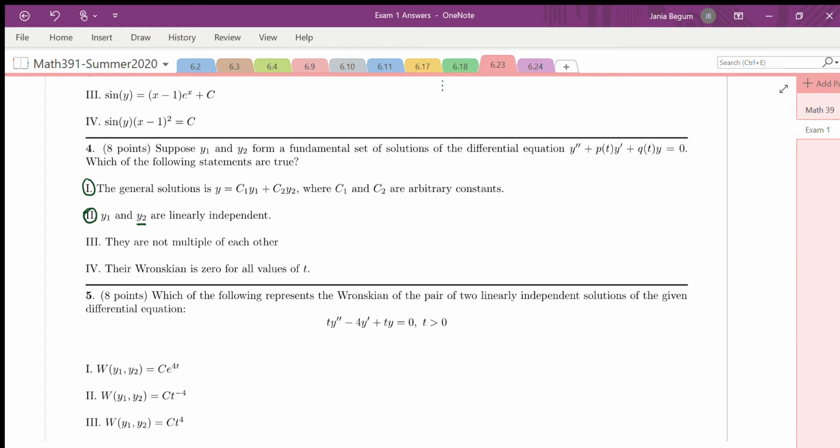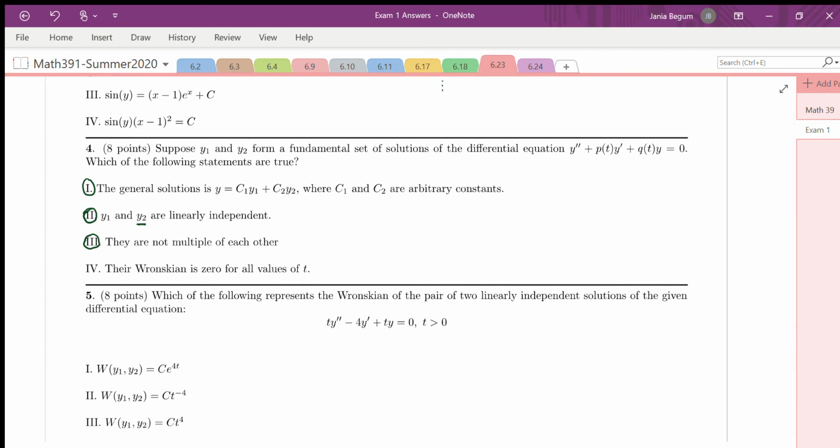I didn't emphasize a lot on linearly independent, but I'm assuming if you did the homework on WebWork, it gives you tons of problems on what it means for solutions to be linearly independent. So that was kind of like a homework question. What about the third statement? They're not multiple of each other. Is that true? Right, so Sadia says that's also true. Yes, if they're linearly independent, that means they're not multiple of each other. If they're linearly dependent, then they could be multiple of each other.